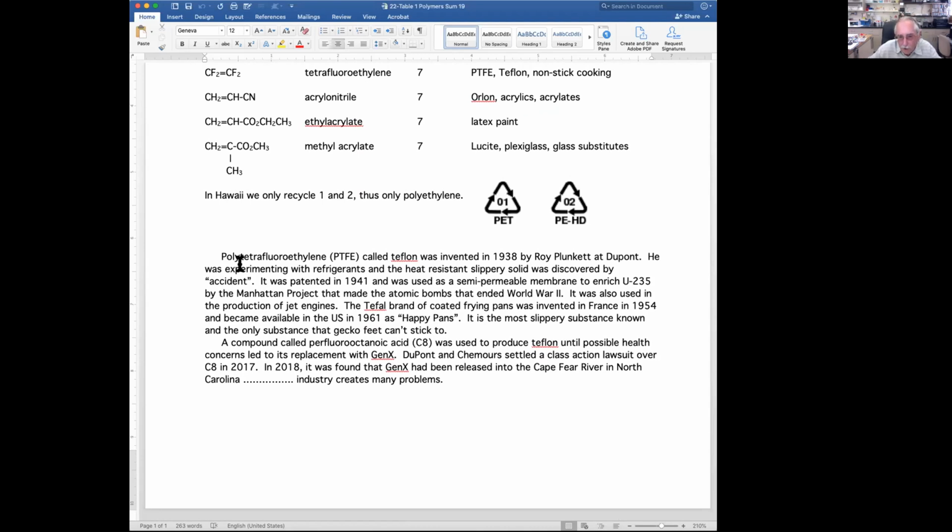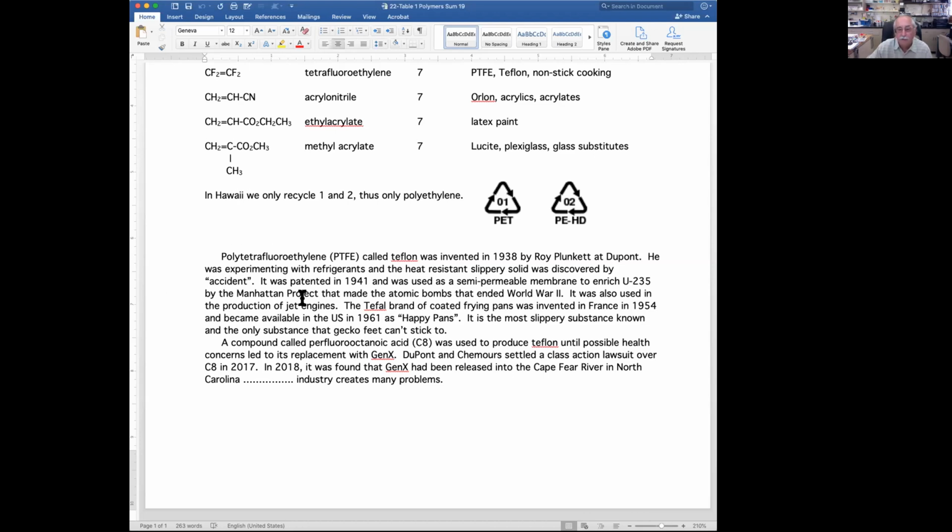So polytetrachloroethylene, also called Teflon, was invented in 1938. Anyway, it was really interesting how everything worked out. It was basically discovered by accident.